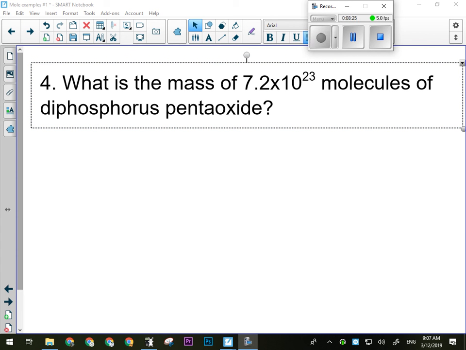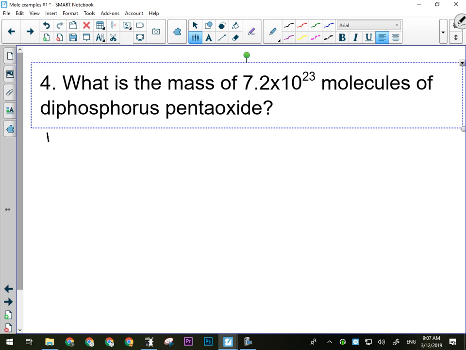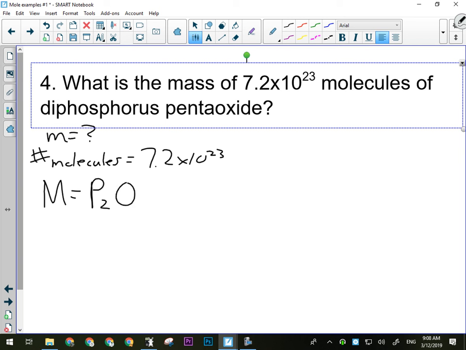All right, so let's look at number 4 here. On number 4, they are asking us to calculate the mass. So that means we're looking for little m. They're telling us the number of molecules, and that is going to be 7.2 times 10 to the 23. And they tell us the material is diphosphorus pentaoxide.